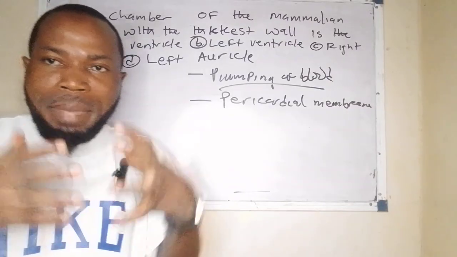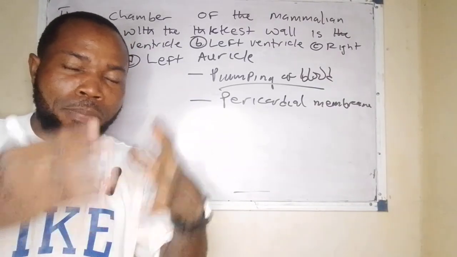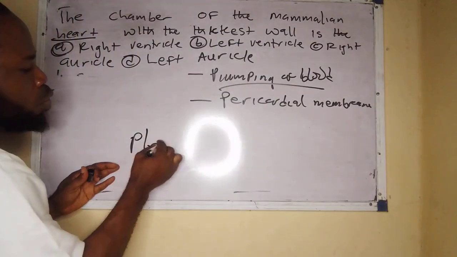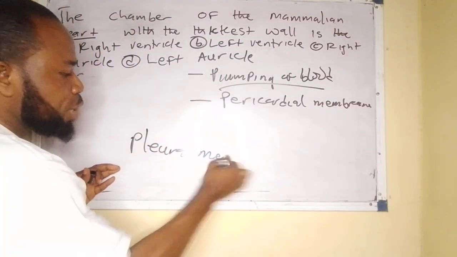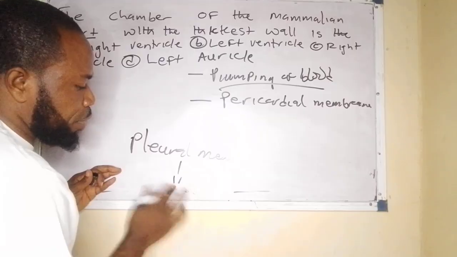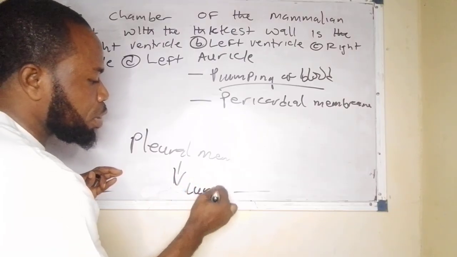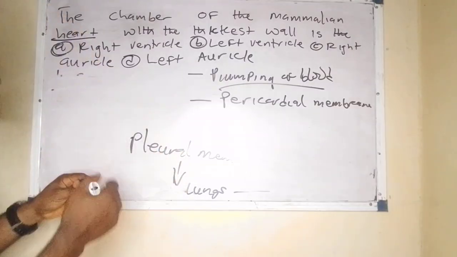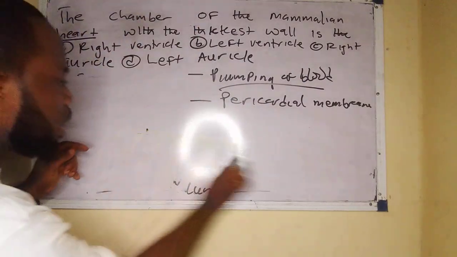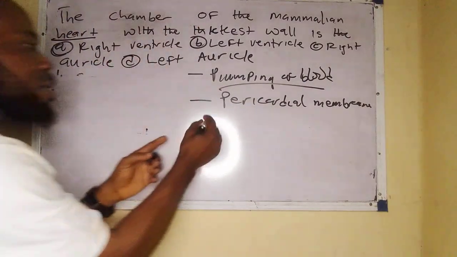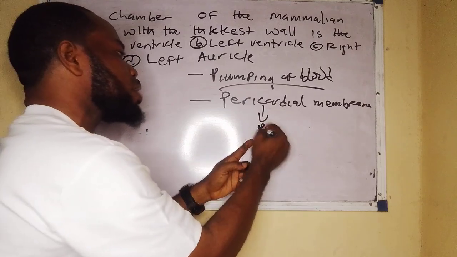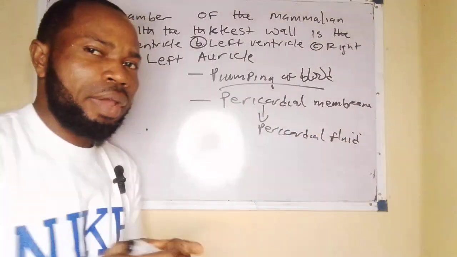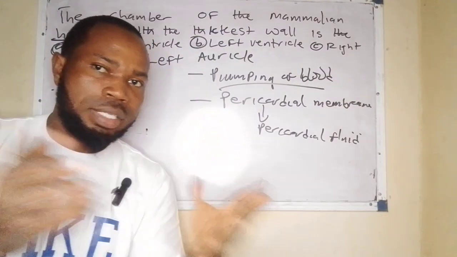Now, in our body, the majority of the organs are protected by membranes. For instance, put this at the back of your mind: the pleural membrane protects the lungs. Be very wise. But the pericardial membrane is the membrane that protects the heart. This pericardial membrane contains a fluid known as the pericardial fluid.